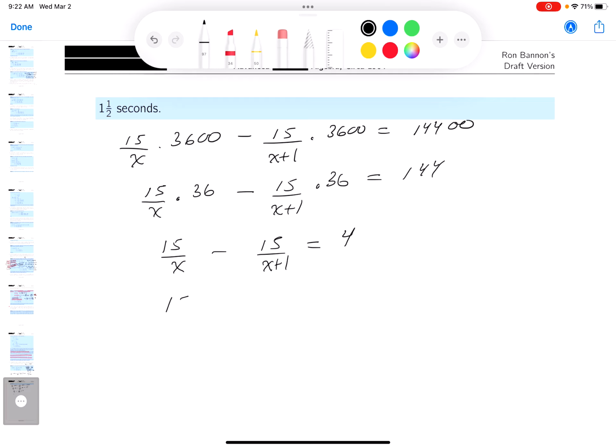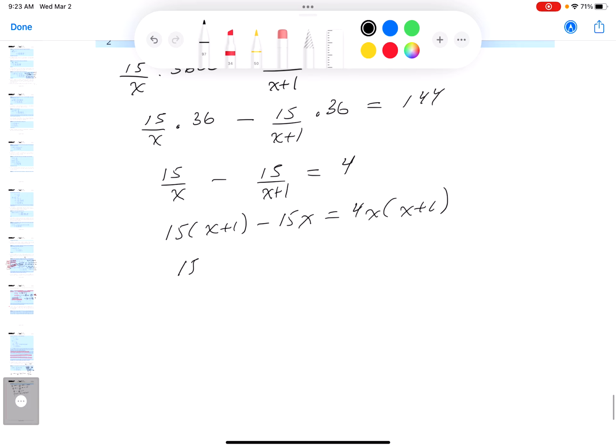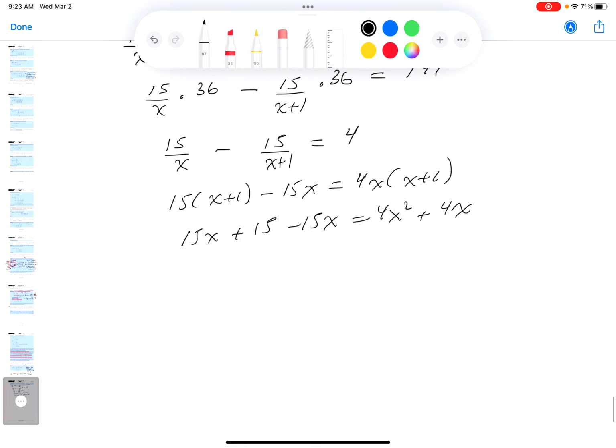And what would you get? 15 times X plus 1, minus 15X, equals 4X times X plus 1. What do you get here? 15X plus 15 minus 15X equals 4X squared plus 4X. Well, what do I get over here? Something pretty simple. 0 equals 4X squared plus 4X minus 15.